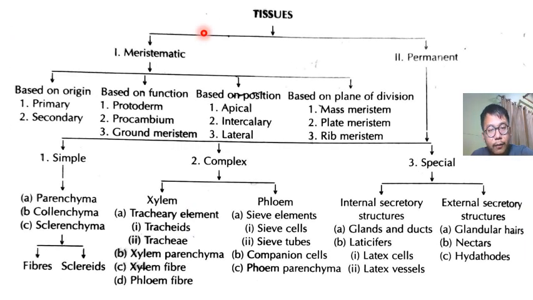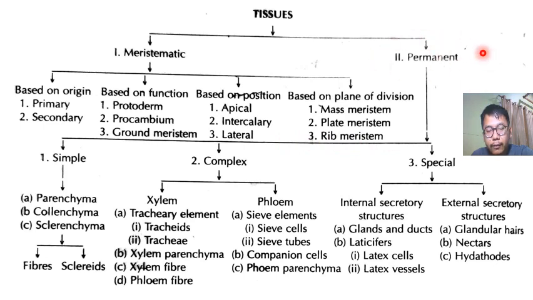Outline classification of tissue. Tissue we can broadly divide into two types, that is meristematic tissue and permanent tissue. Meristematic tissue can be further subdivided based on origin, that is primary and secondary, and based on function, protoderm, procambium, and ground meristem. Based on position, apical meristem, intercalary meristem, and lateral meristem. And based on plane of division, mass meristem, plate meristem, and rib meristem.